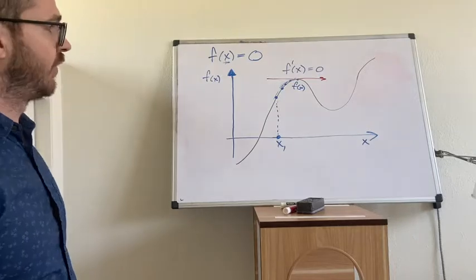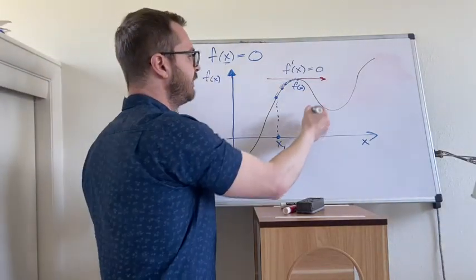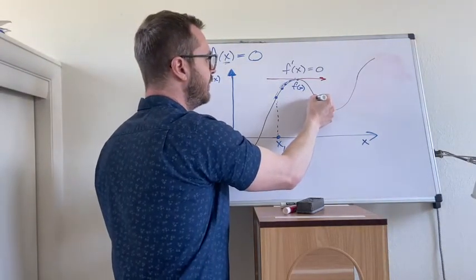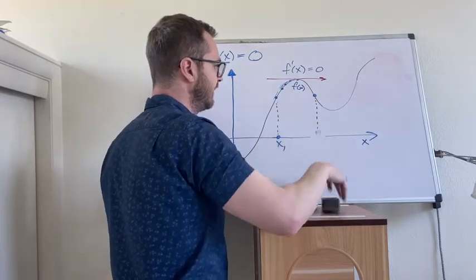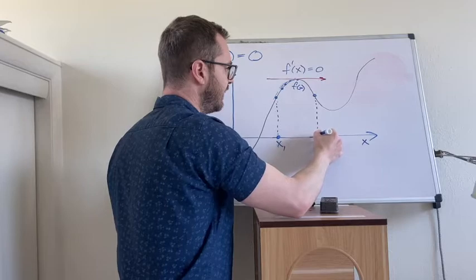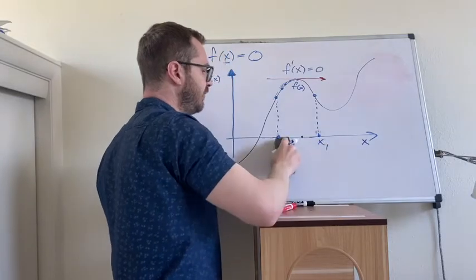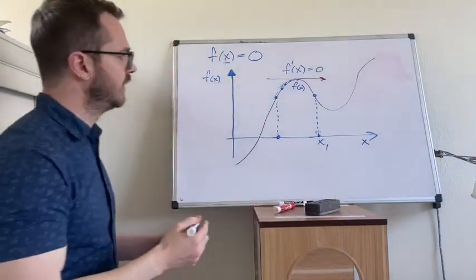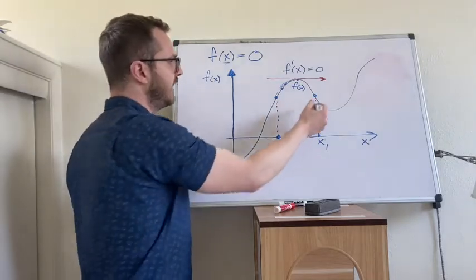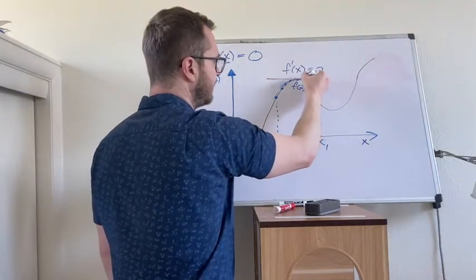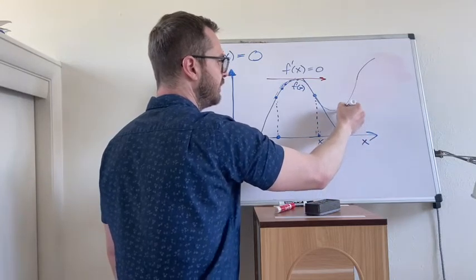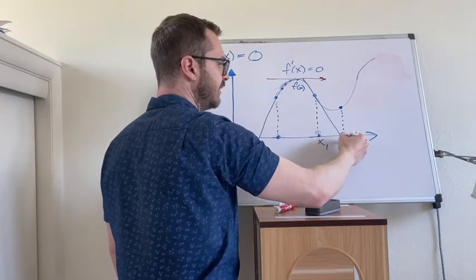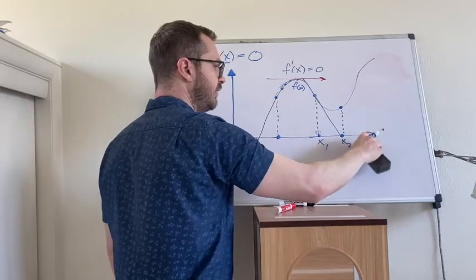Here's the second point I want to bring up. What if we picked this point as x1? This is our new x1. This time when we find the tangent line, it's going to be something like this. And it's going to project down here. And then we're going to shoot up to here. So here is x2 now.